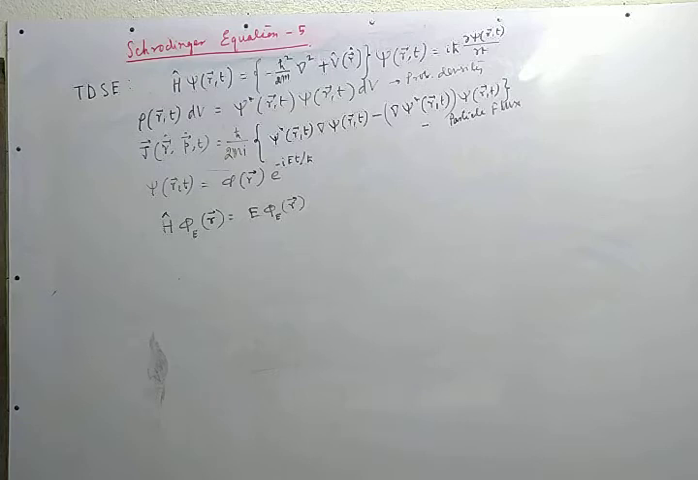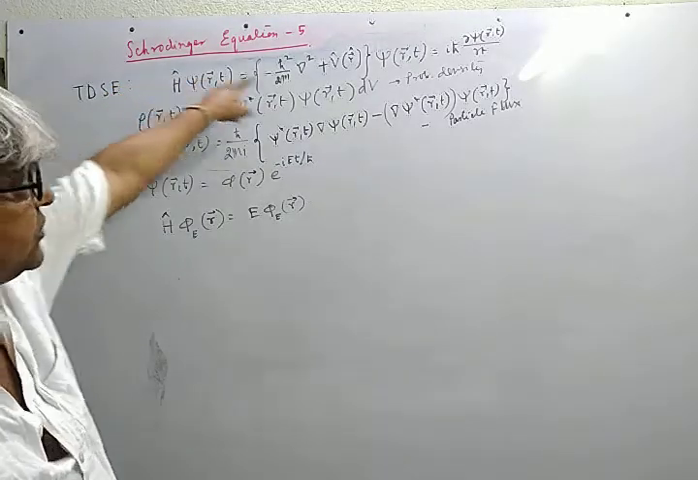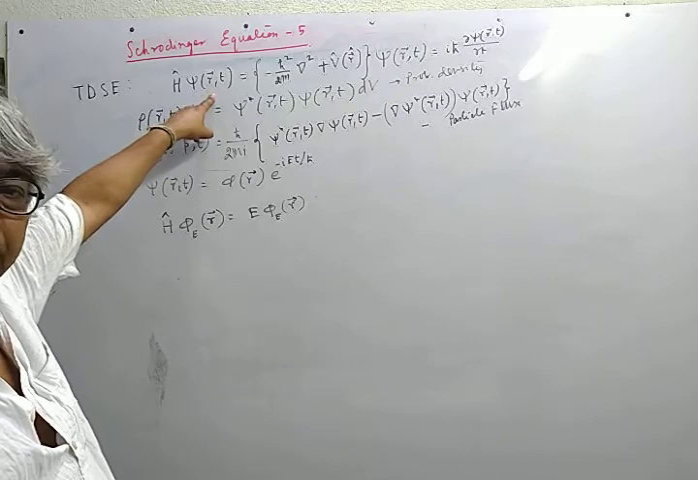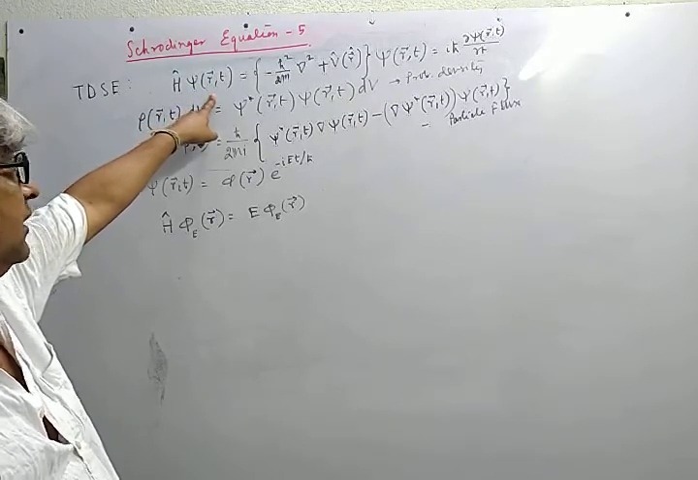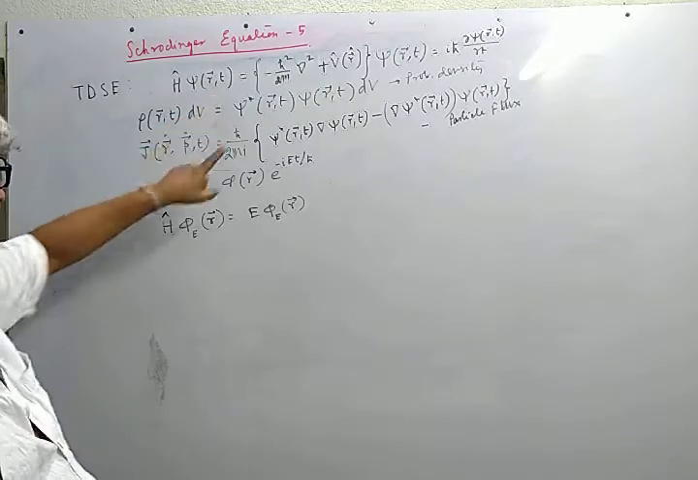In earlier lectures on quantum mechanics, we arrived at the time-dependent Schrodinger equation like this, where psi is the wave function, which is a function of r and t, which describes the wave packet related to a microscopic particle.